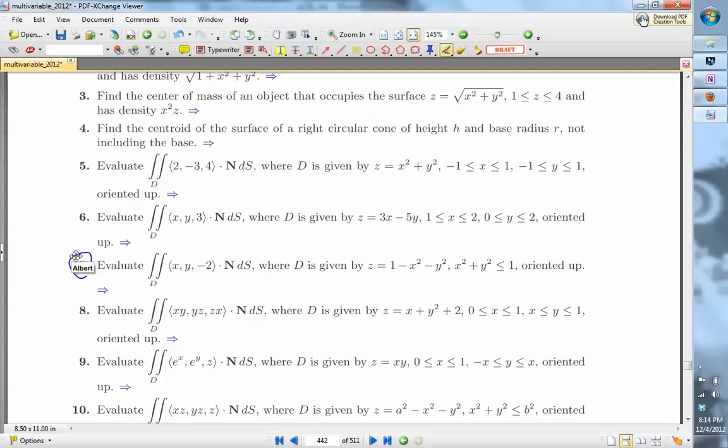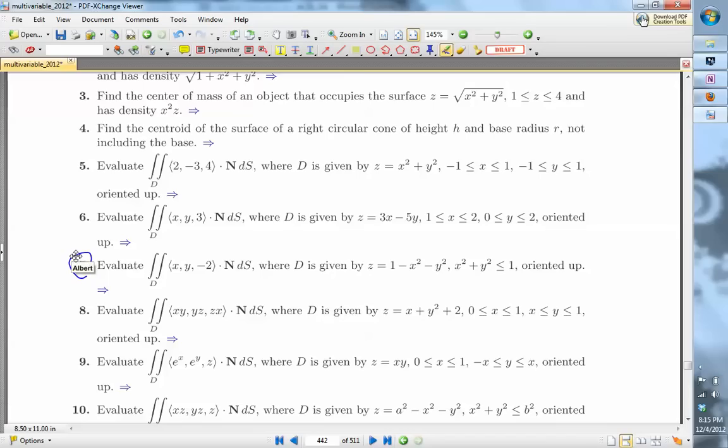D is the surface given by, you take a paraboloid, which is z equals x squared plus y squared, and you flip it over, and then you add 1 to it. So that's 1 minus x squared minus y squared. So it's a paraboloid opening down, and the vertex of that paraboloid has been shifted up 1 unit along the z-axis. And then we are restricting our attention to x squared plus y squared less than or equal to 1 in the xy plane. So that's the piece of surface that we're interested in.